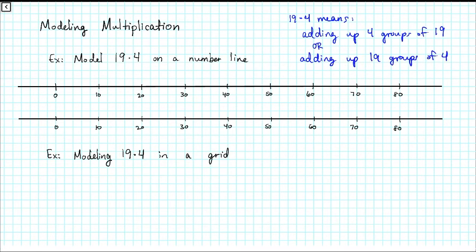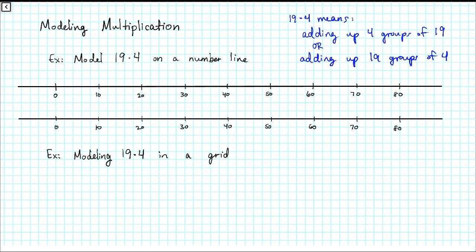Like I said, there's one model that is just looking at piles, 4 piles of 19 objects or 19 piles of 4 objects. But we're going to look at some more structured ways of looking at it. So one way is to model it on a number line. And we're going to do this here.